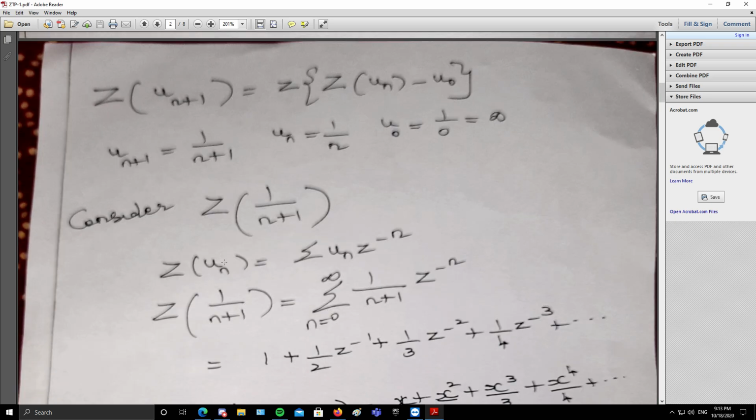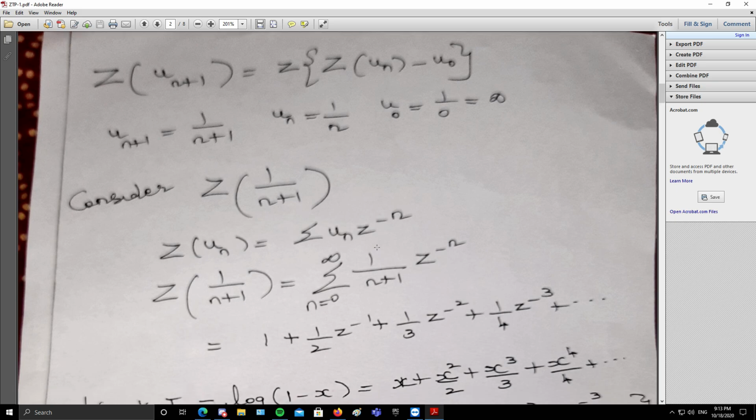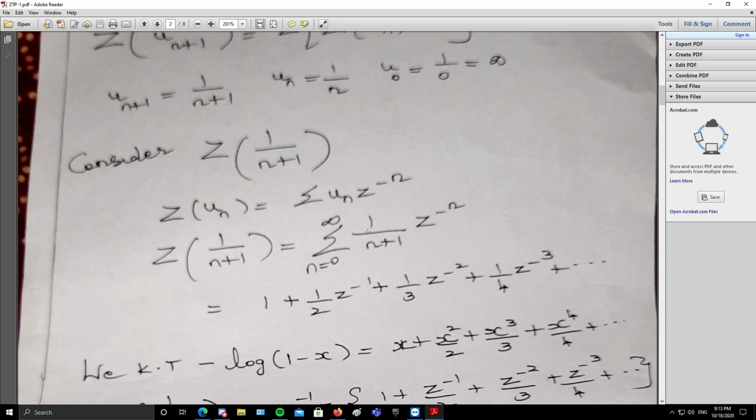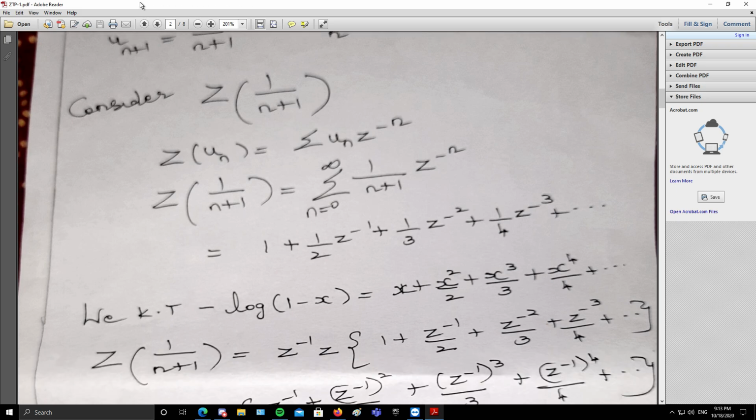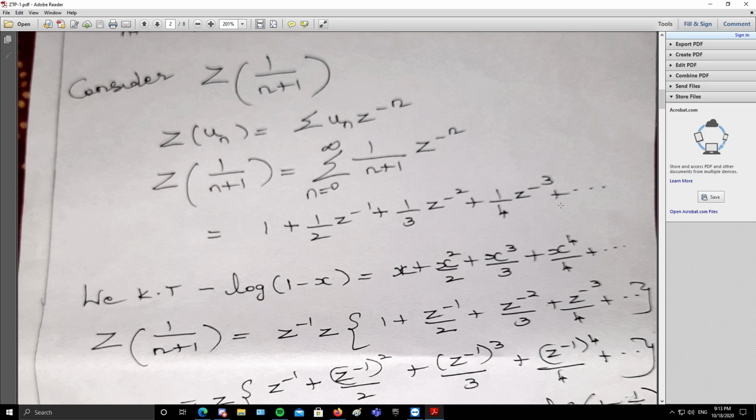So what is the definition? Z of u(n) is the summation of u(n) z to the power minus n. So in place of u(n) you have 1 by (n plus 1). Expand the summation. If n is 0, 1. If n is 1, half z inverse. If n is 2, 1 by 3 z to the power minus 2. If n is 3, 1 by 4 z to the power minus 3, plus etcetera.